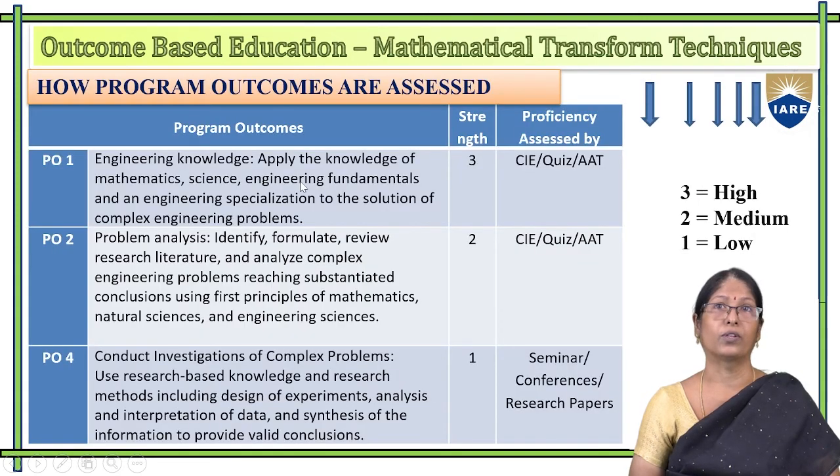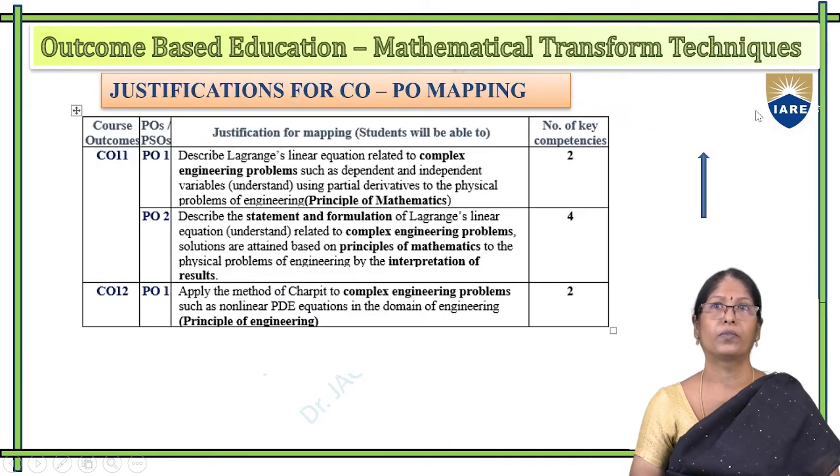Here we can see this is our 1. It has 3 elements. So out of 3, 2 elements, that is complex engineering and principles of mathematics, are satisfied, whereas course outcome 11, which is mapped to program outcome 2, where 4 elements are required, is satisfying this CO11 to PO2.